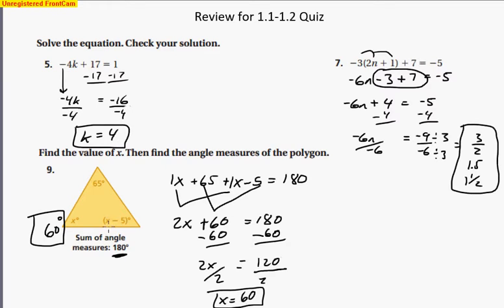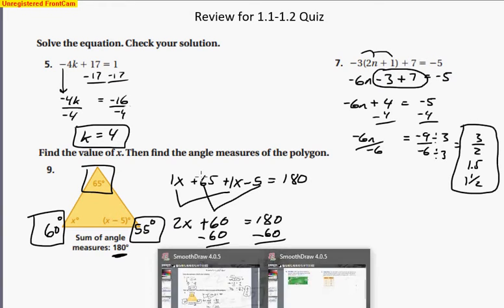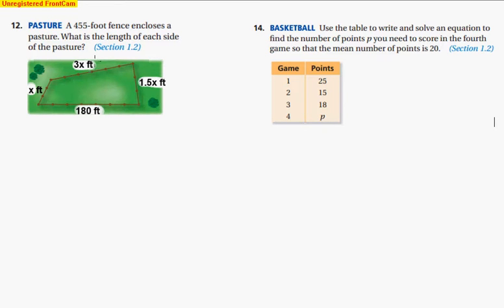So let's move on to the other problems, and here we see a pasture, and it's got a 155 foot fence enclosing the pasture. What is the length of each side of the pasture? So all we're going to do is add up all these different sides, and it tells us that the sum of the sides is 455.